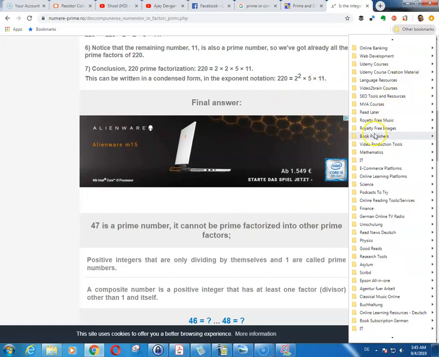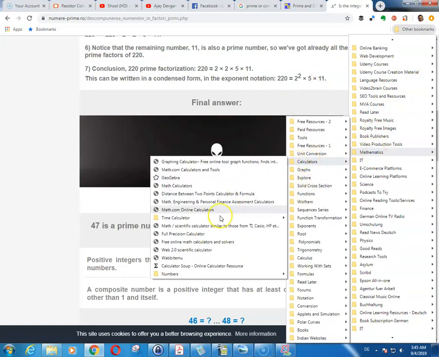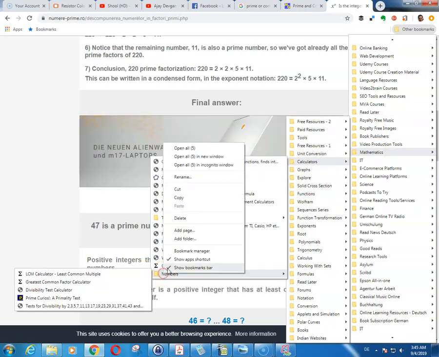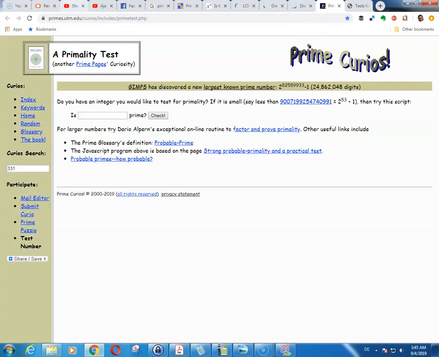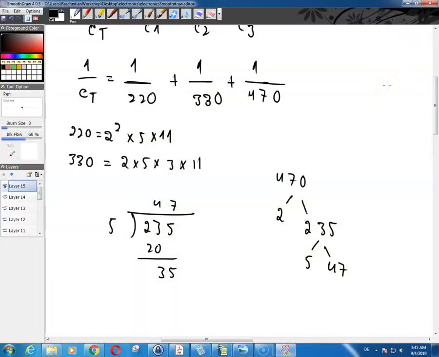But there is another website. Let me show you the website here. Calculators, numbers. Open all in new, open all, and this website over here I've always found very helpful: primes.utm.edu. If you enter your numbers here, it tells you that 47 is a proven prime. This is the website address, so you can use this if you need to check your numbers. Long story short, 47 is a prime number, so you cannot factorize it further.